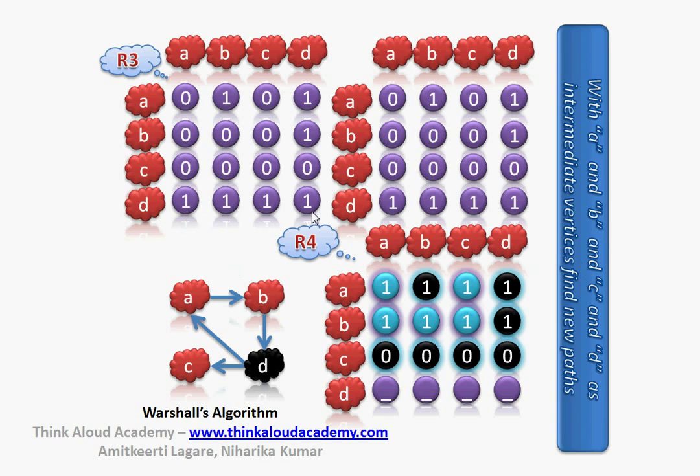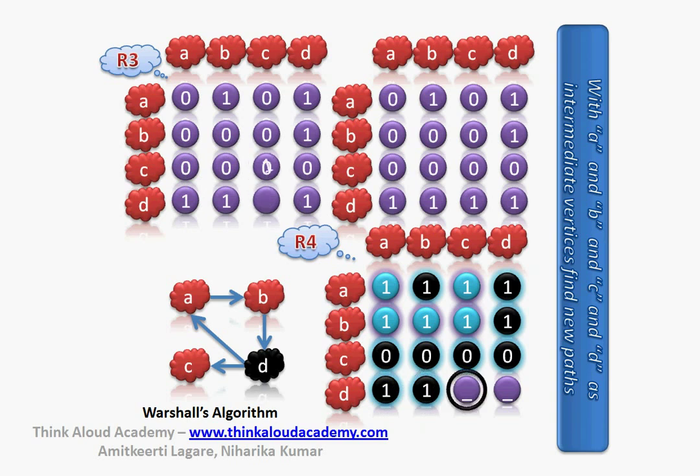So to go from B to C, first I go B to D, then D to C. Both are 1s, so this becomes a 1. Next, can I go from B to D? There's a direct edge from B to D, so this becomes a 1. So I'll just copy 1 as it is.